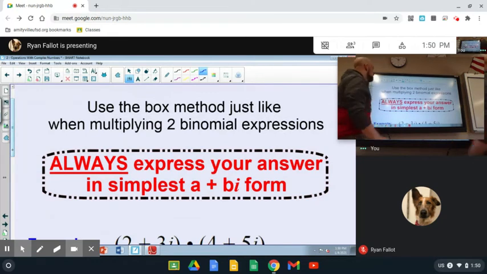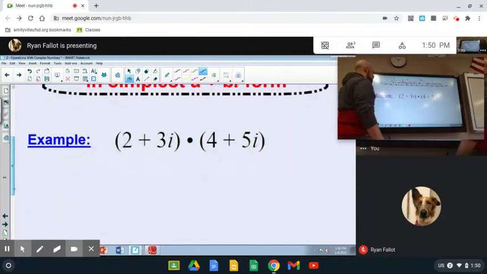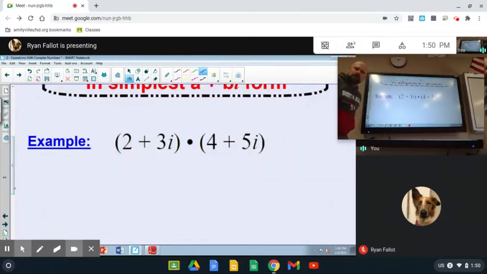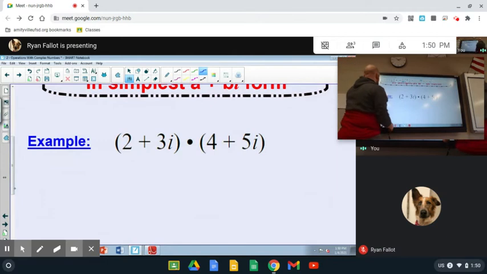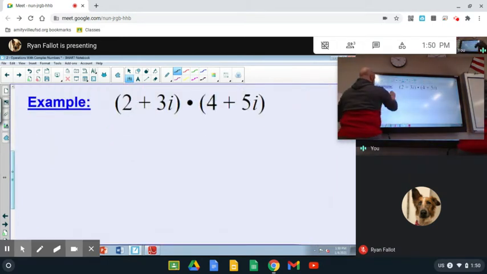So the big thing to know is when you are multiplying your complex numbers, make sure you always express your answer in simplest a plus bi complex form. So I always want to simplify it at the end. For example, we have 2 plus 3i times 4 plus 5i. We'll start out by doing our box the same way we always do.